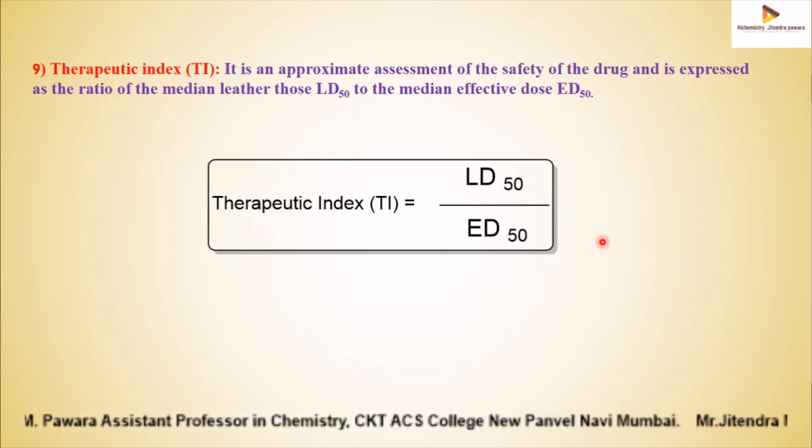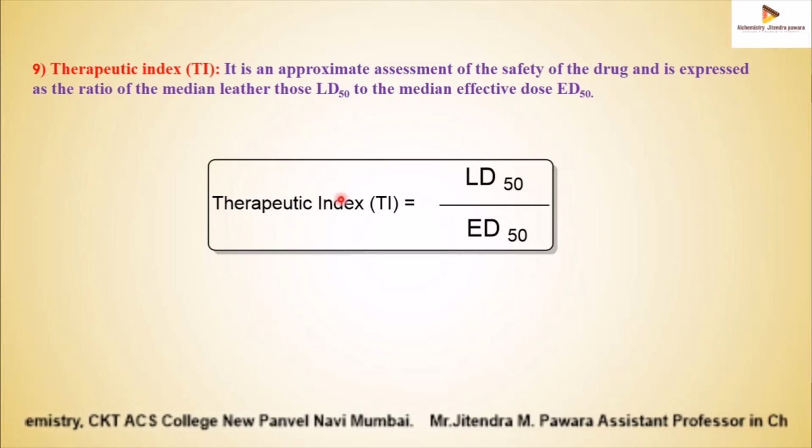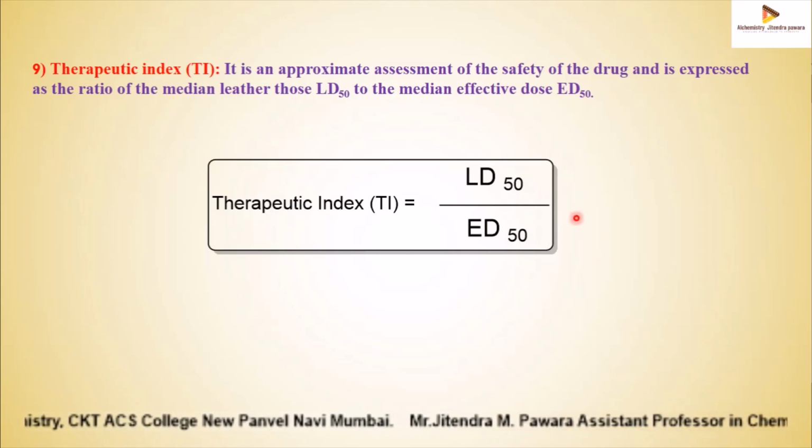For example, the margin of safety of aspirin when used for headache is far greater than its margin of safety for relief of arthritic pain or in the case of rheumatoid fever. This is because in the latter case a higher dose is required. Hence, depending upon the clinical use of the drug, it may have many therapeutic indices. So this will give you a rough idea about the safety of the drug.